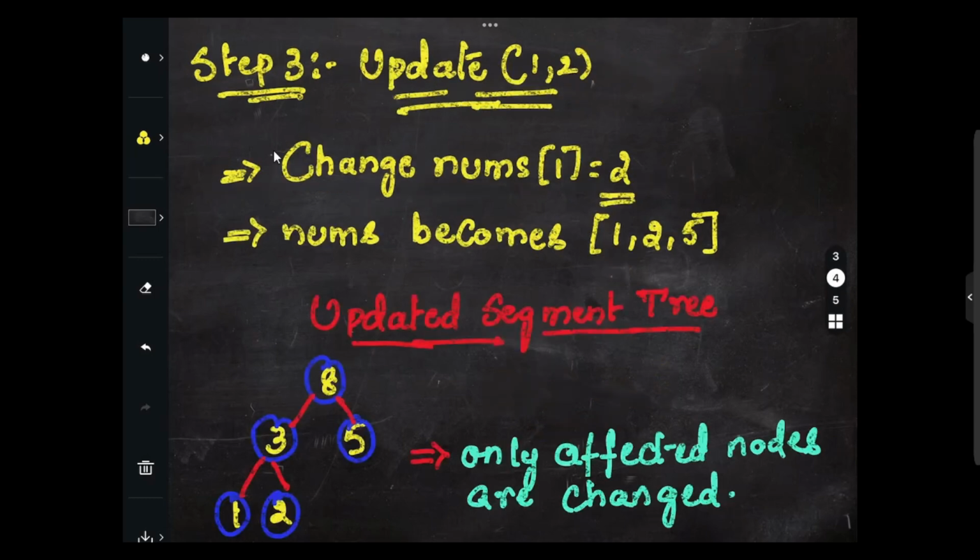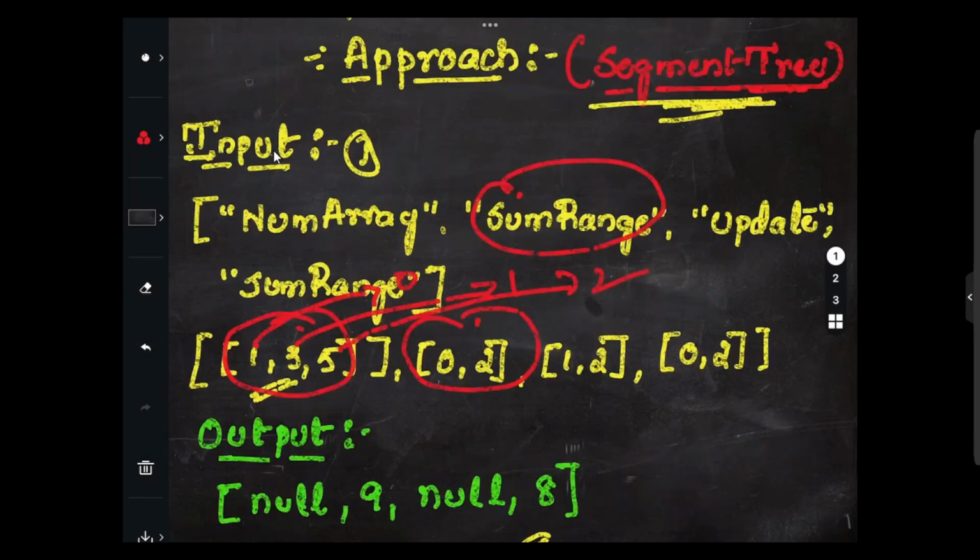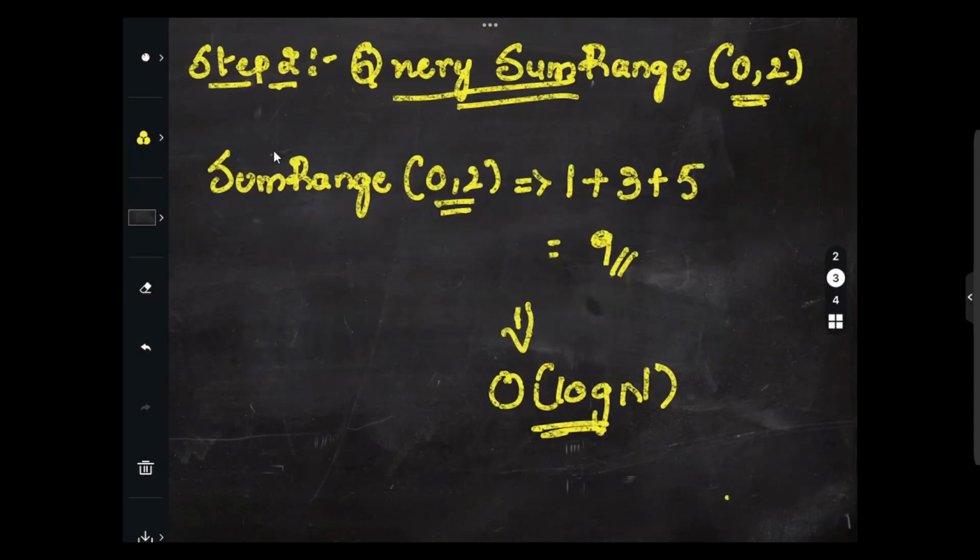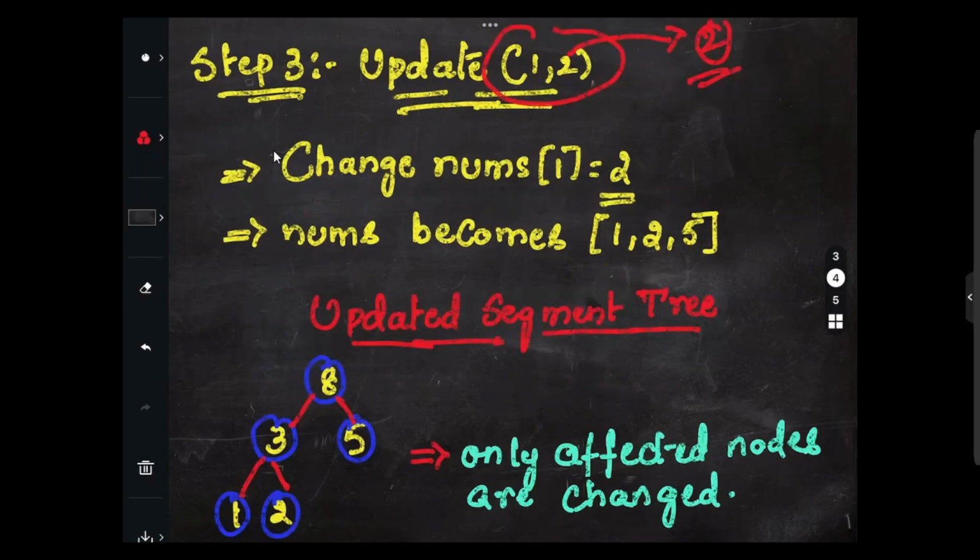So they have given here update of 1 comma 2. When I say update of 1 comma 2, we have to update the first index or replace the first index by the value 2, right? I hope this is clear. In the first index, 0, 1, 2, we have 3. We will replace this one by 2. So we get 1, 2, 5 instead of 1, 3, 5. So we are changing nums of 1 to 2 and nums becomes 1, 2, 5.